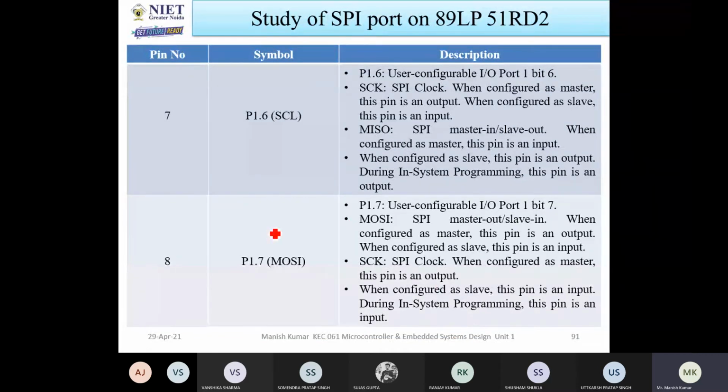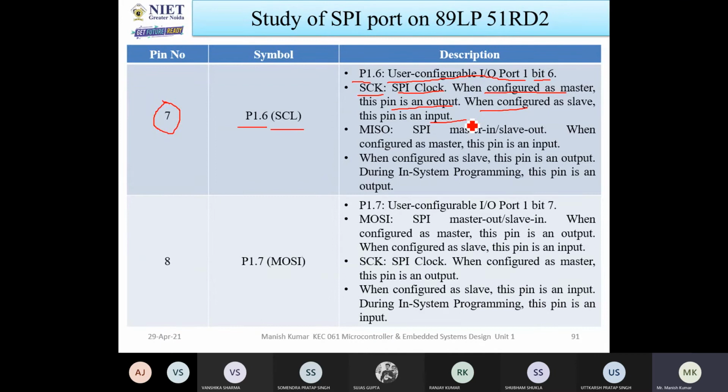So the next pin is pin number 7. The pin number 7 is P1.6, that is called SCK. Okay, it means serial clock. Now P1.6 is also user configurable input output, port 1, bit 6. SCK is called SPI clock. So SPI clock, when it is configured as a master, then this pin is an output. When configured as a slave, then this pin is an input.